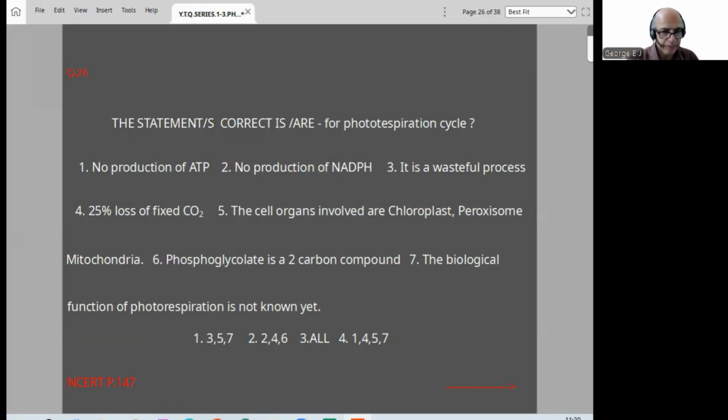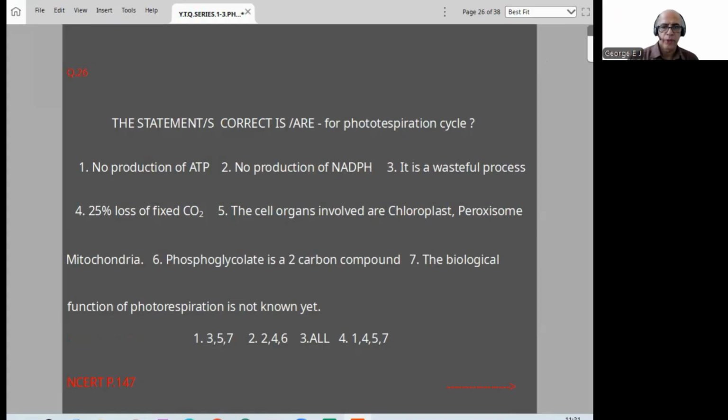Now 26. Identify the correct statement for the photorespiration cycle. No production of ATP, right. No production of NADPH, correct. It is a wasteful process, correct. 25% loss of fixed carbon dioxide. Cell organelles involved: chloroplast, peroxisome, mitochondria. Phosphoglycolate is a 2-carbon compound. The biological function of photorespiration is not yet known.